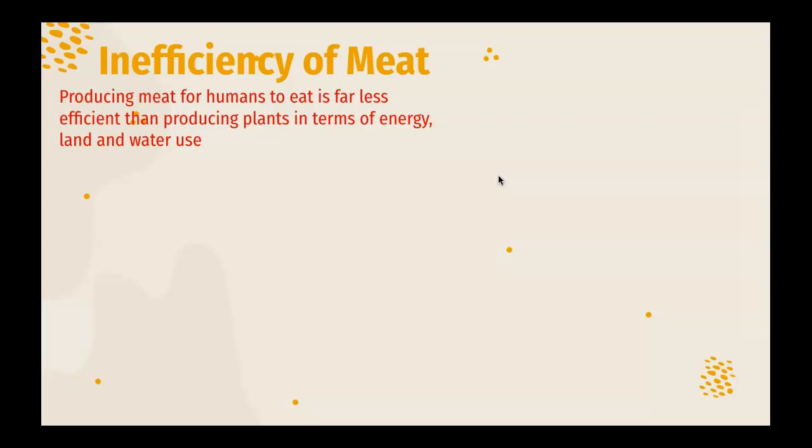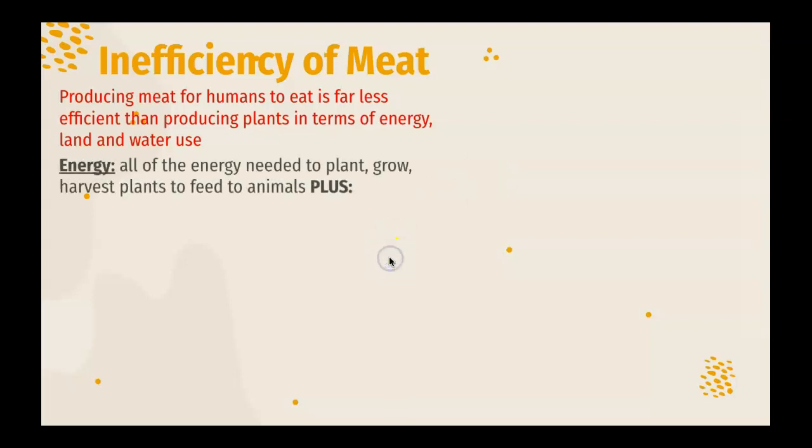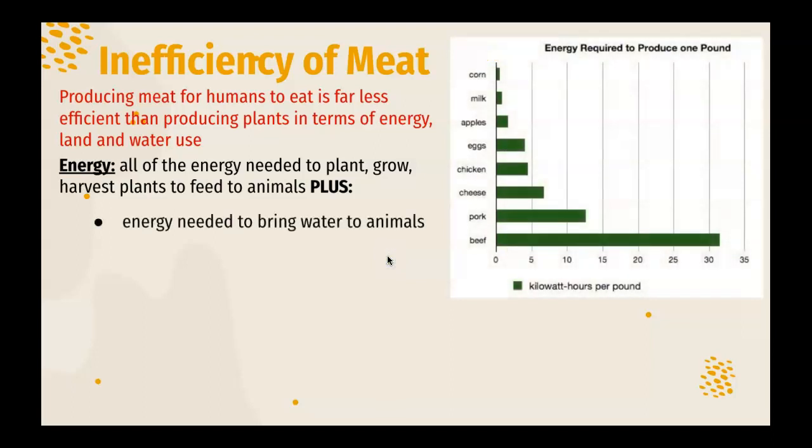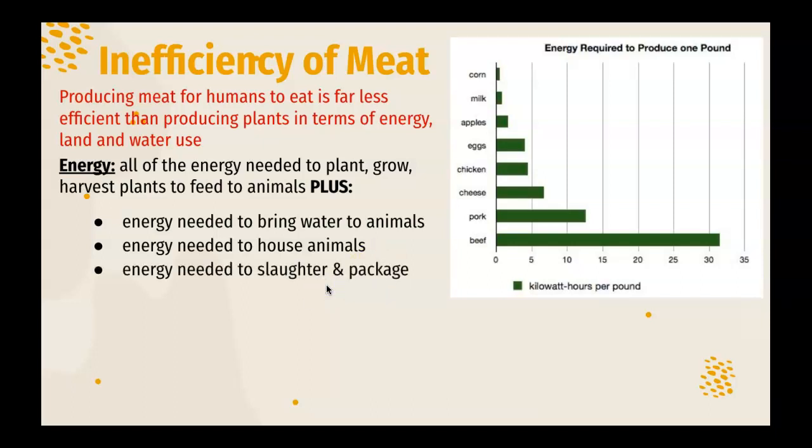And basically the idea is that producing meat for humans to eat is far less efficient than producing plants in terms of both energy usage and land usage, right? So all of the energy needed to plant, grow, and harvest the plants to feed the animals, we have to take into consideration. Plus, you have to look at the energy needed to bring water to those animals, the energy needed to house those animals, in some places to cool those animals if they're grown in warmer climates, and the energy needed to slaughter and package the animals.